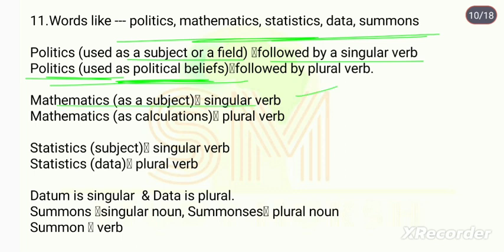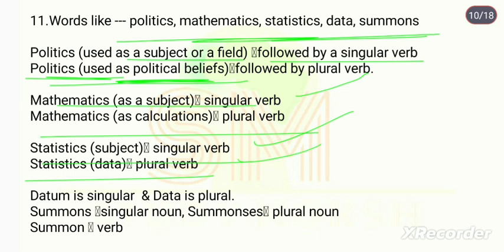मैथमेटिक्स same subject है तो singular, और अगर calculations के बारे में बात कर रहे हैं तो वो plural हो जाएगा. स्टैटिस्टिक्स again subject है तो singular, plural हो तो data के बारे में बात कर रहे हैं. Statistics like pollution. Statistics tell us that Indian population will cross 150 crore in the coming 10 years.